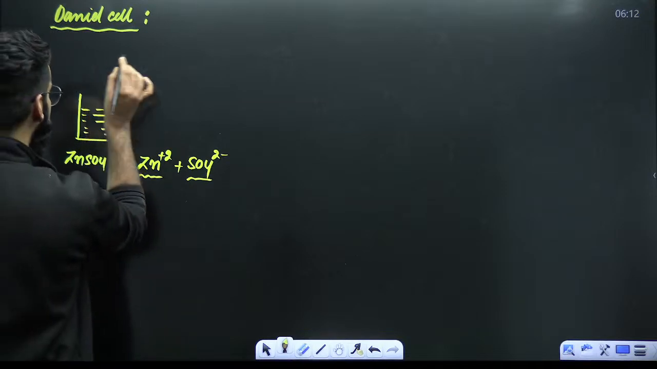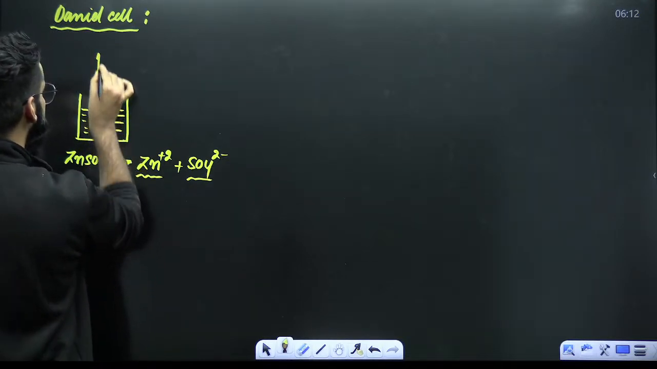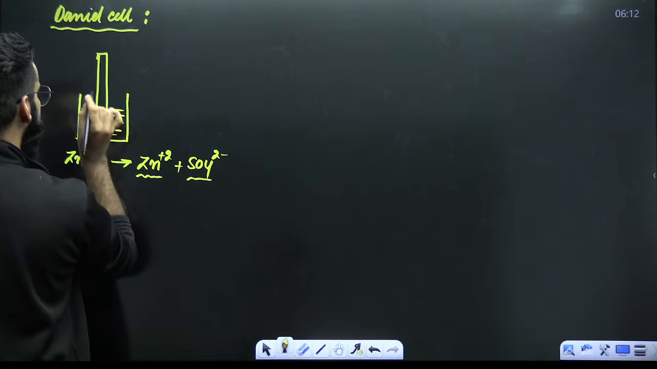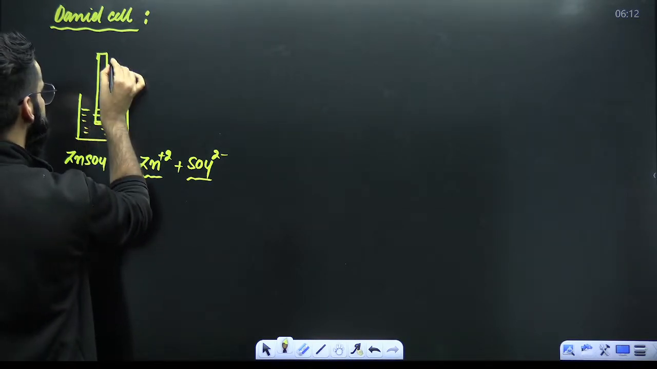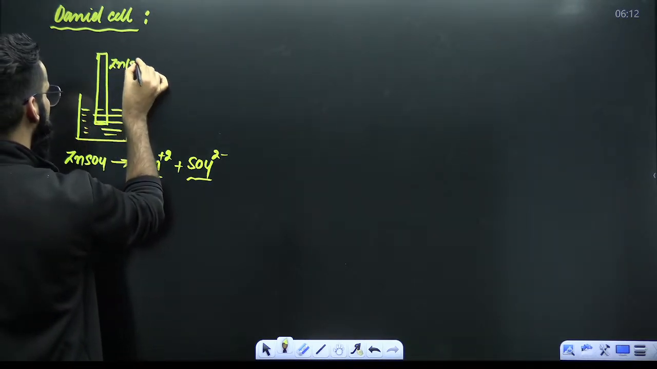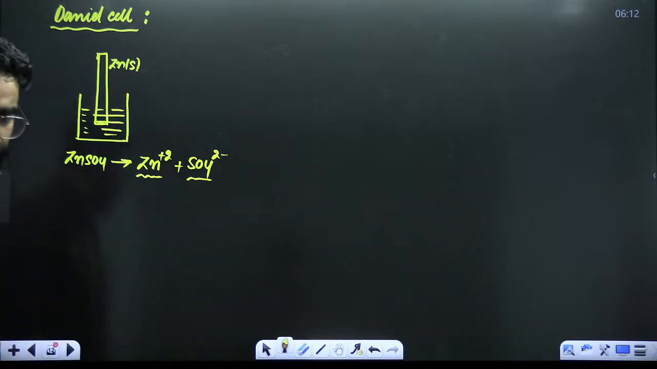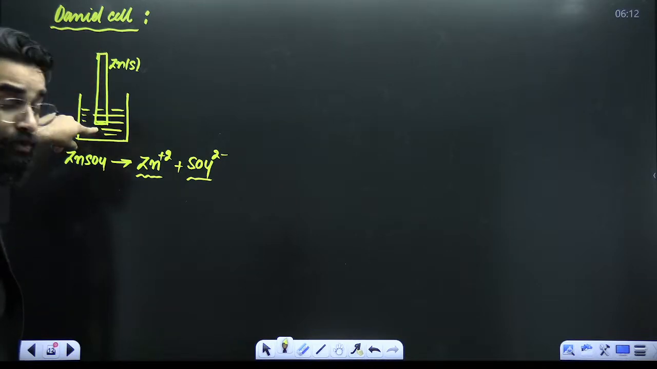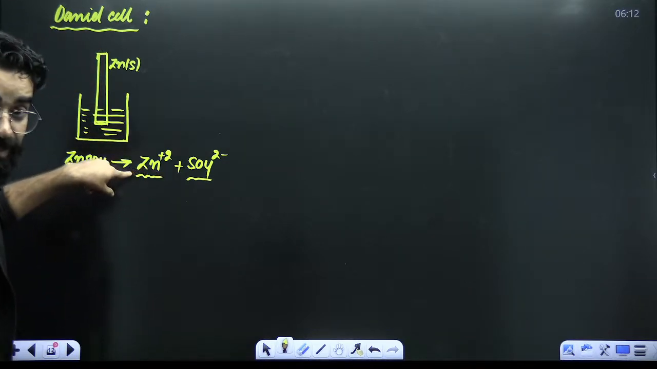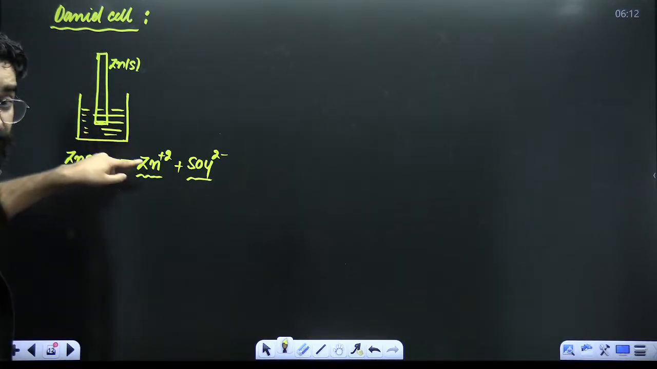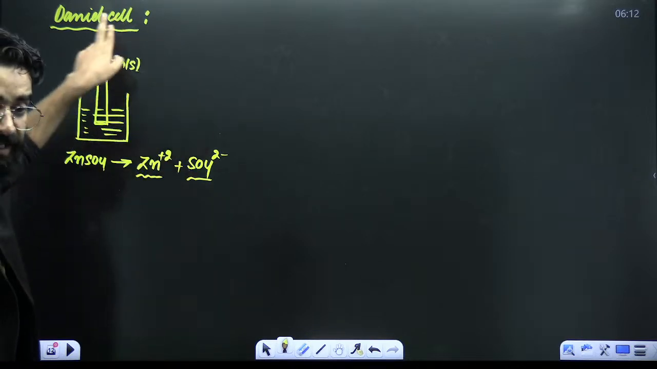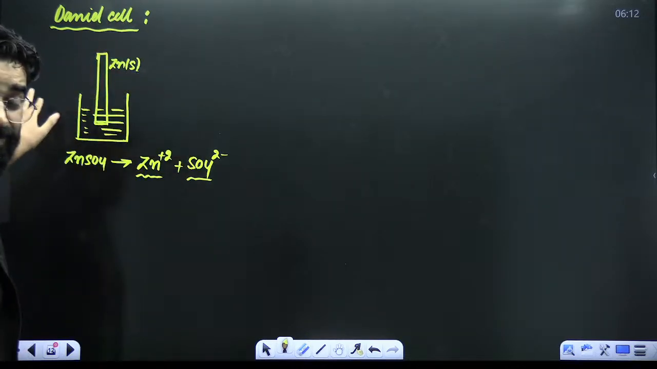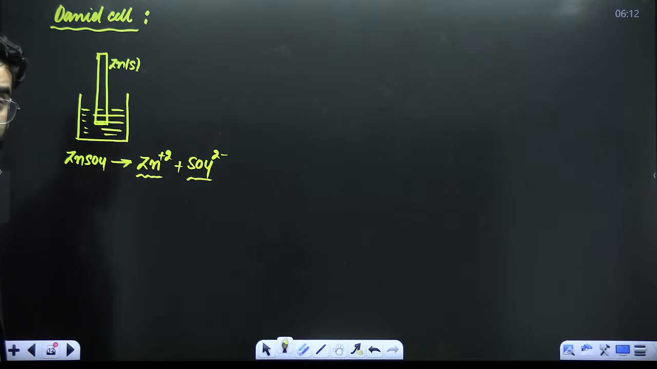Now people, what will I be doing? I will be introducing a rod. Which rod am I going to introduce? I'm going to introduce a zinc rod over here. So try to understand, I've introduced a zinc rod into a solution containing its own ions. So this whole setup I'll be calling the zinc electrode. So this is your zinc electrode over here, right?